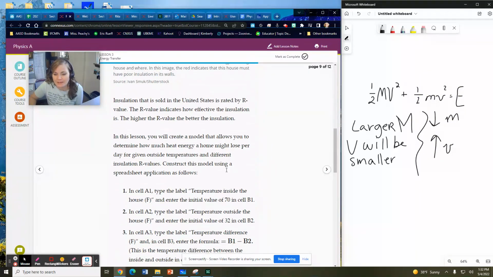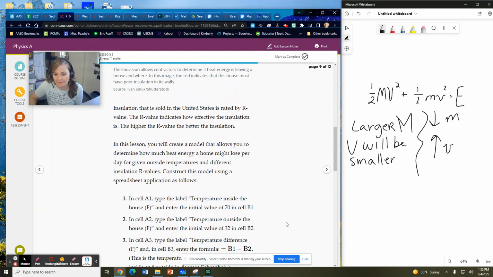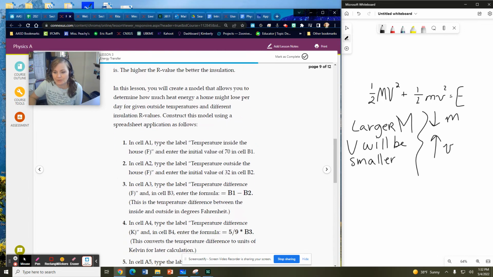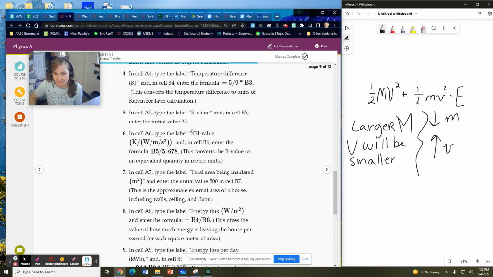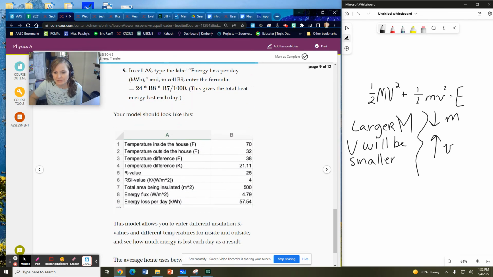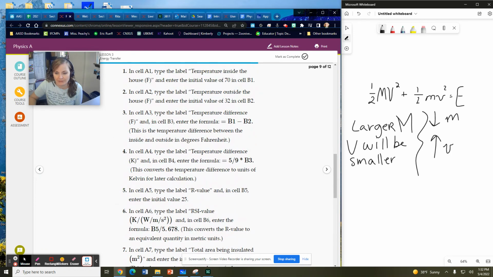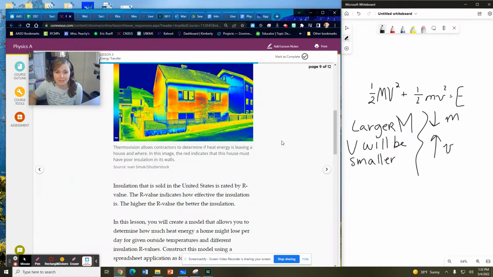And then finally, this part of the lesson talks about something called R values, and that's where you're going to be doing another kind of graphic model. It talks about how insulation in the United States is rated by R value, and R value indicates how effective the insulation is. The higher the R value, the better the insulation. So you're going to follow the step-by-step directions to create a model to determine the R value of insulations. I'll let you go ahead and do that one on your own.